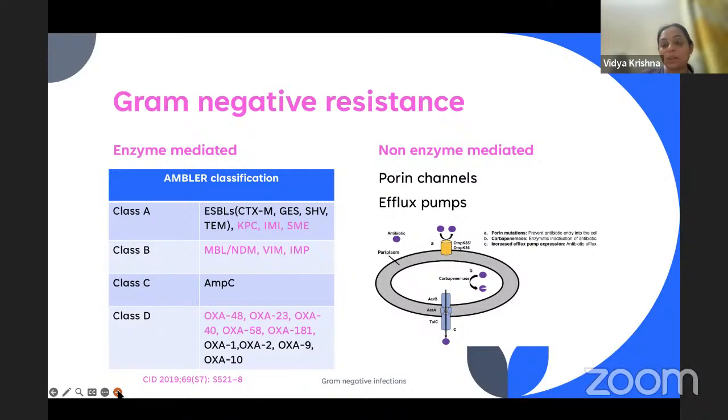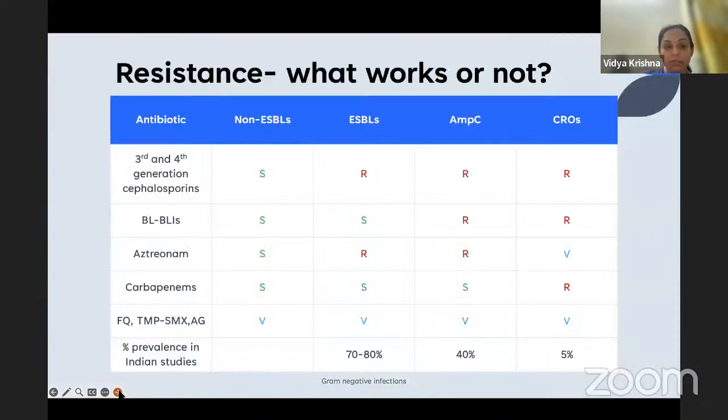The other ones which you can have are the non-enzyme mediated. So there can be two types. One is your porin mutation, which means that the antibiotic cannot even enter into the bacteria, or efflux pumps, which means that the bacteria actively pushes out the antibiotic. So whatever goes in keeps coming out. So these are various mechanisms.